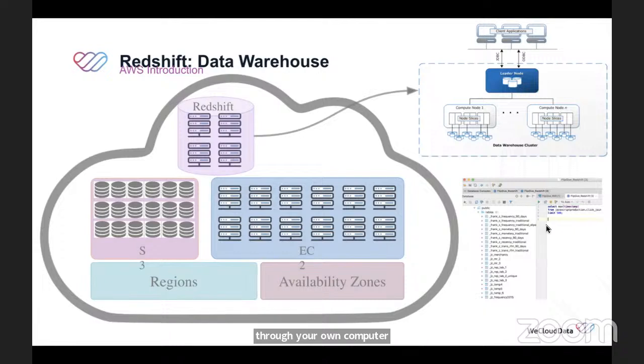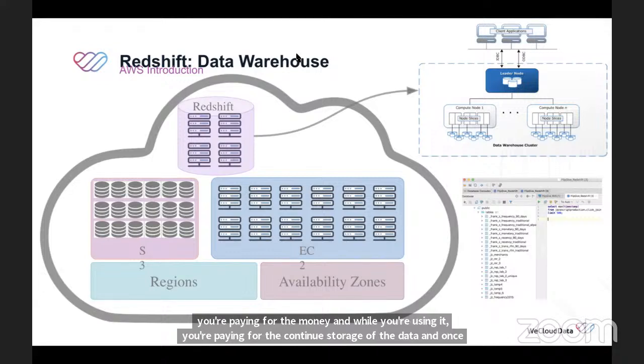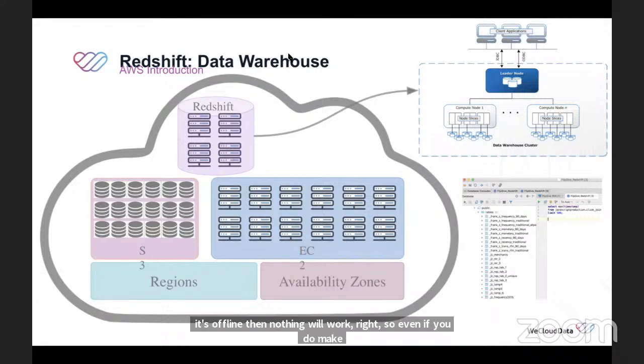Now, Redshift will be charging you money while it is running as well, right? And once it goes offline, the connection will also be lost. So as soon as you're using Redshift, you're paying money, and while you're using it, you're paying for the continued storage of the data. And once it's offline, then nothing will work, right? So even if you do make a connection to the database, but you turn off Redshift to save money, the connection will be lost. Okay.